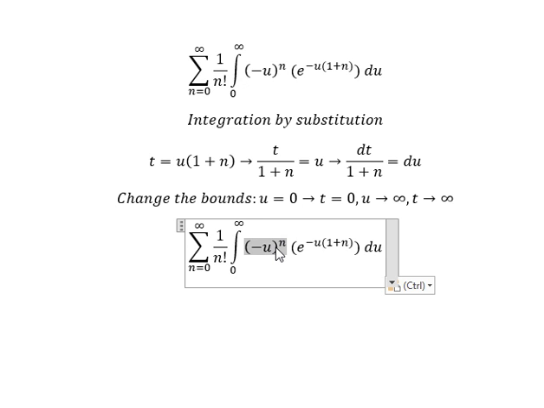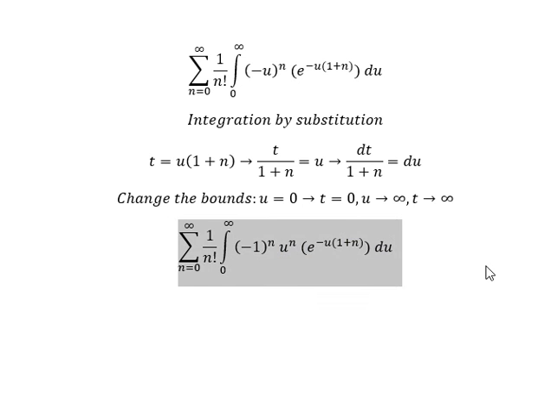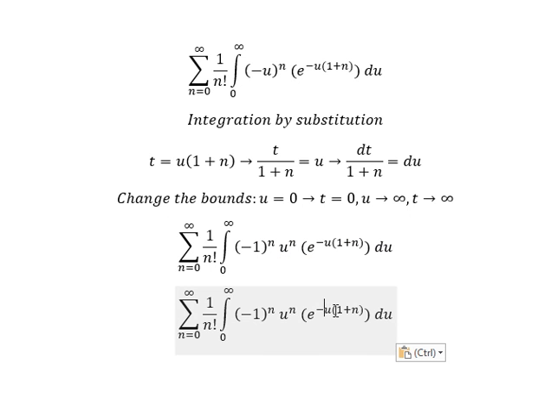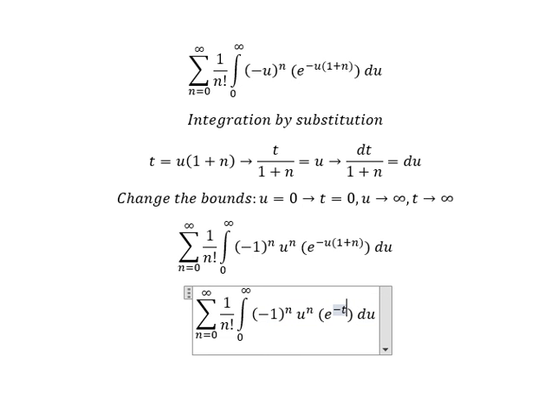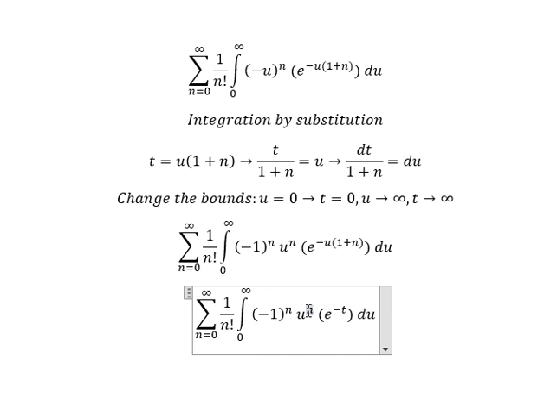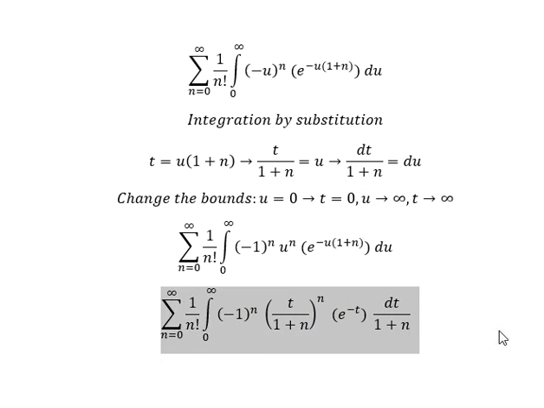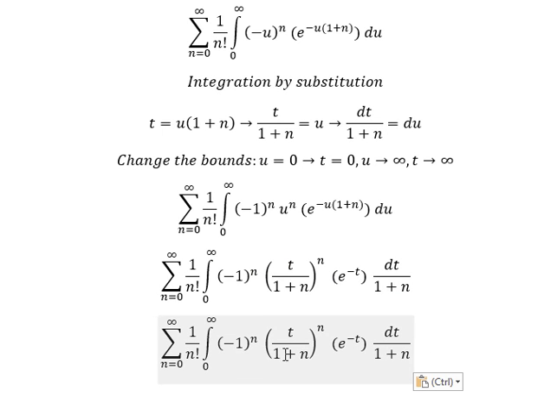This one I can put into negative number 1 to the power of n, u to the power of n. So this one we change by t. About u we change by this one. The u we change by this one. So I will put 1 plus n to the power of n, and 1 plus n go outside. This one go outside.